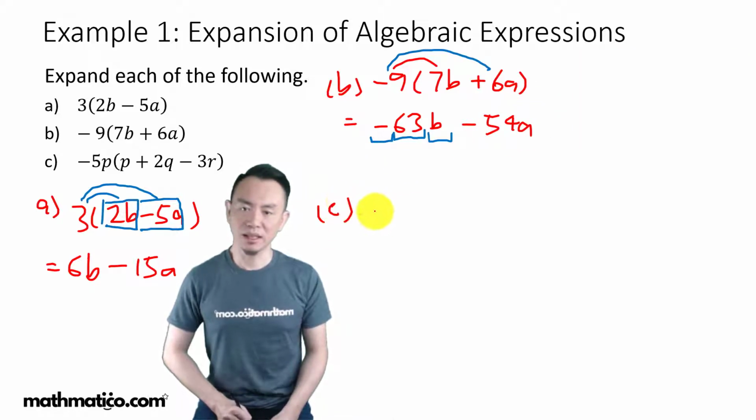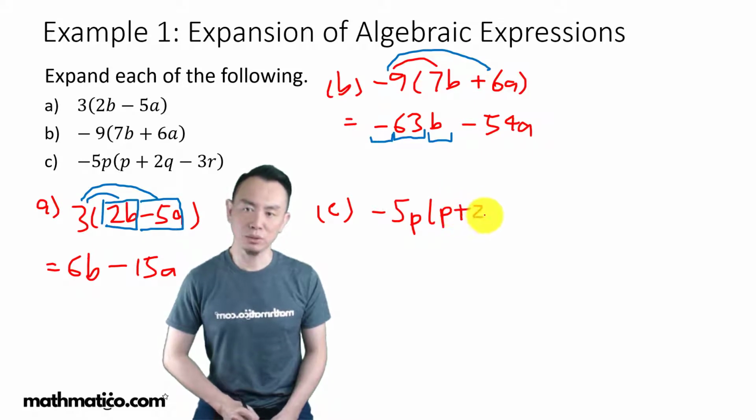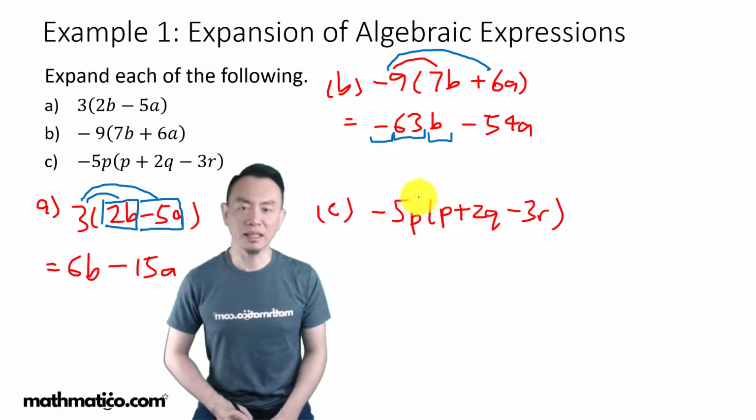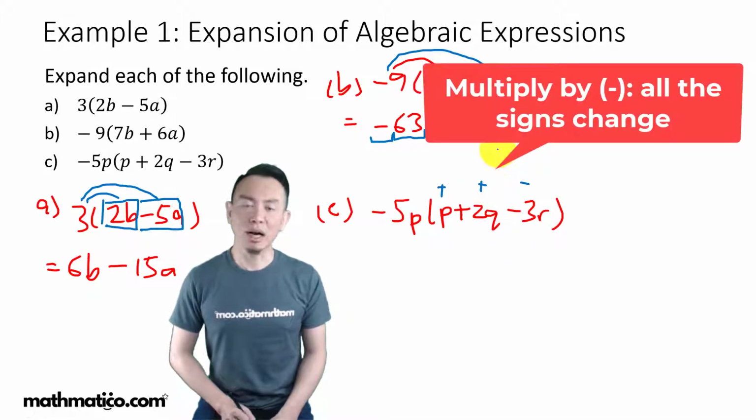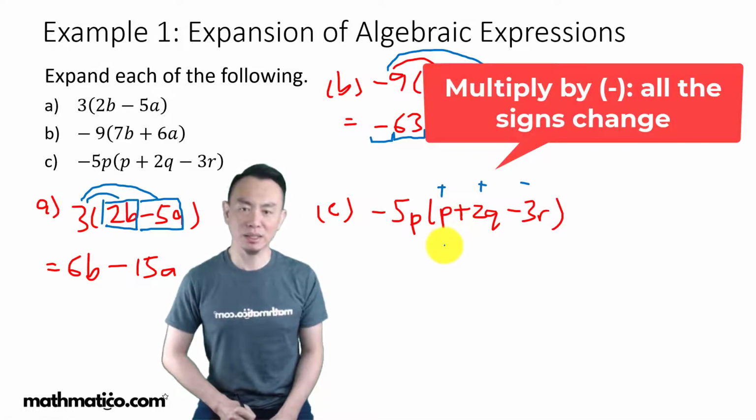C, negative 5p times p plus 2q minus 3r. One thing you must know is that in this kind of question, the most common mistake is with the plus minus sign. So it's useful that you check before the multiplication you have a positive p, positive q, negative 3r. After the multiplication, you can expect to see that all the signs change. Positive becomes negative, negative becomes positive.